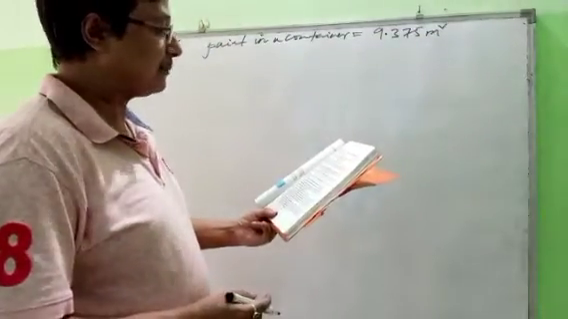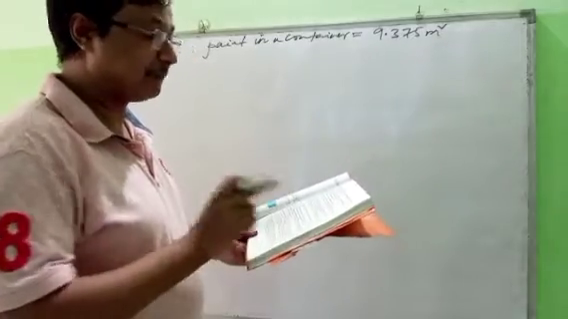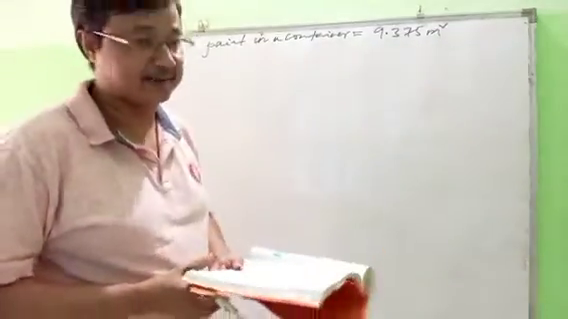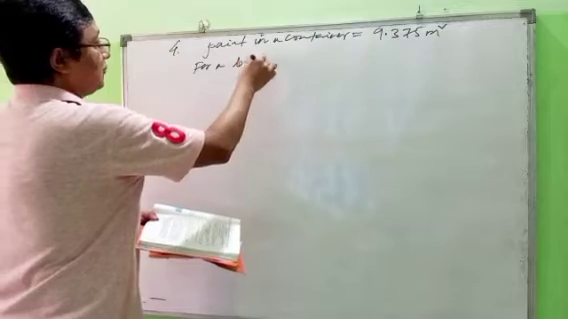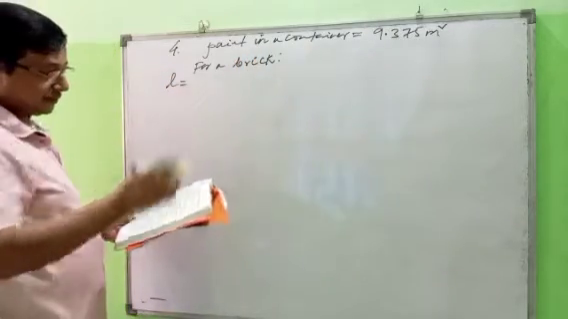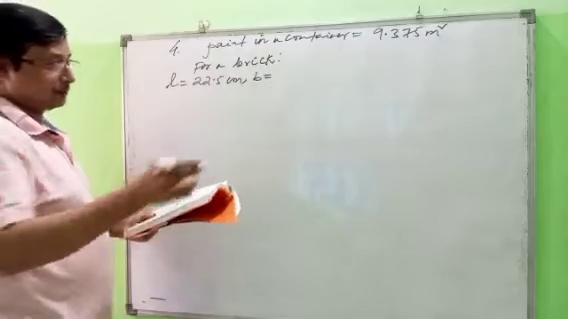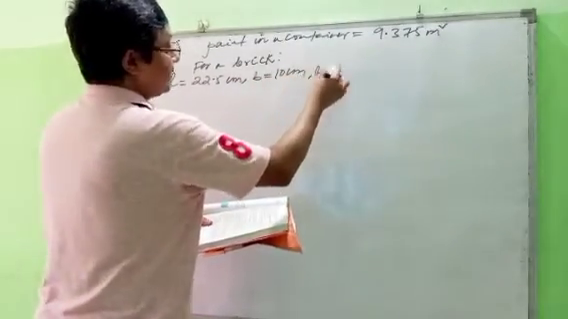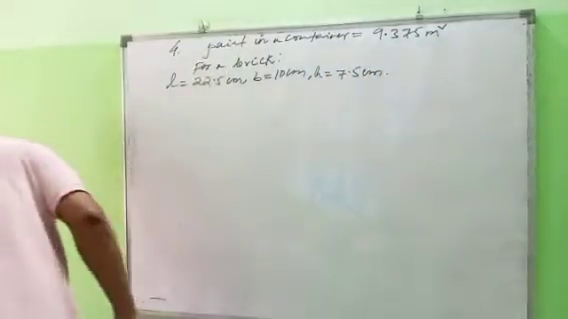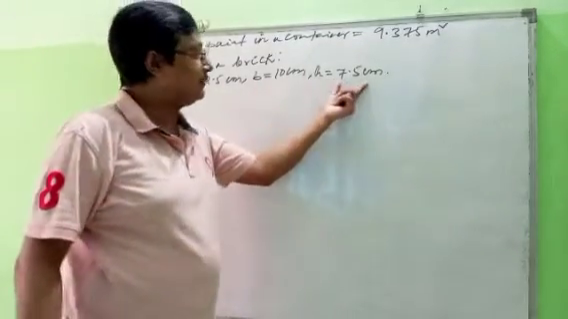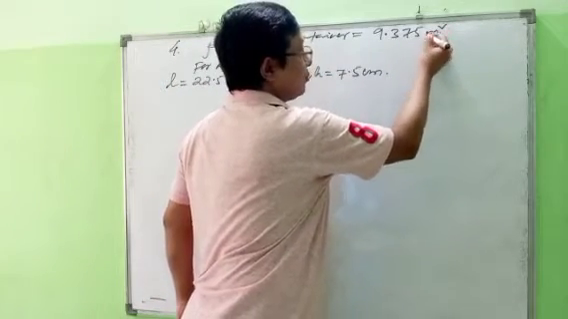Now it is asked how many bricks of the given dimensions can be painted out of this container. So you have to find the number of bricks. Let me first write the dimensions. For a brick, length is given 22.5 centimeter, breadth is 10 centimeter, and the height is 7.5 centimeter. One thing is there: here they have given centimeter and there they have given square meter. So you are going to convert square meter to centimeter.